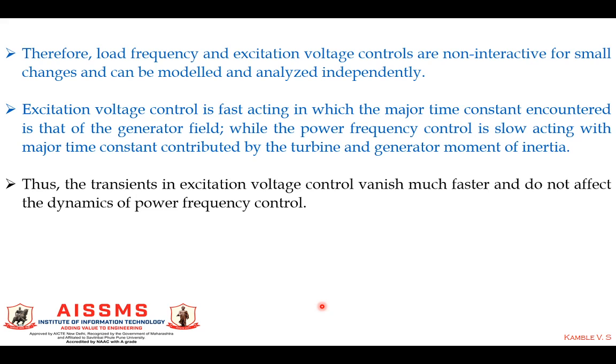But when we are controlling the frequency, we have to control the rotation of the generator, and when we control the rotation of the generator, the power frequency dynamics, that is the moment of inertia, comes into the circuit. So transients in excitation voltage control vanish much faster and do not affect the dynamics of the power frequency control. That is, frequency control and voltage control are two different entities. Whenever you are doing the frequency control, you are controlling the active power. Whenever you are doing the excitation control, you are controlling the reactive power.